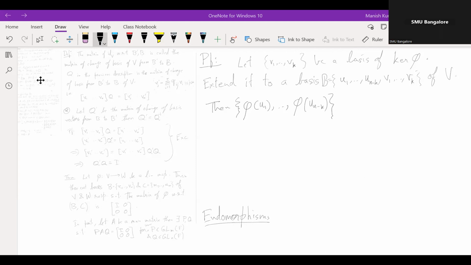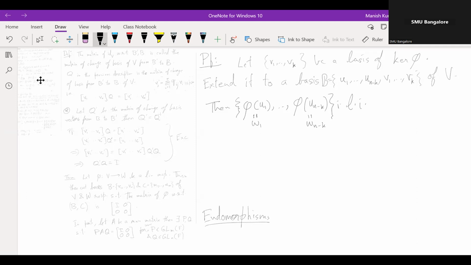Last time we showed that this in fact generates the whole image, and then that they are linearly independent, and hence it's a basis. So this is linearly independent, and in fact it's a basis of image phi. Let's call these W1 to W n minus k. It's a linearly independent set in W, so again, we can extend it to a basis of W.